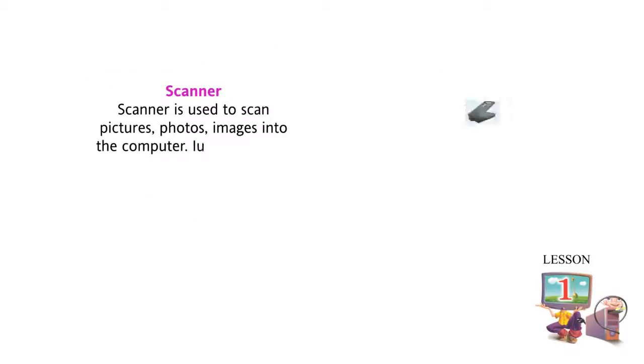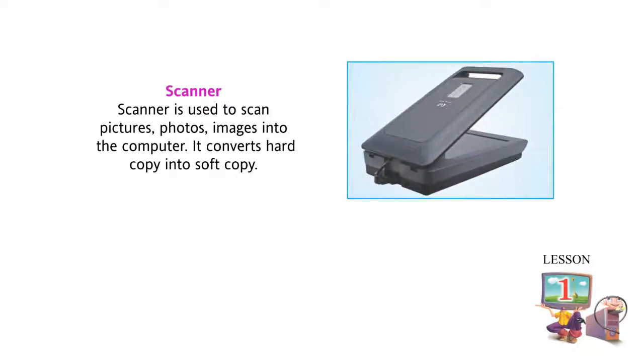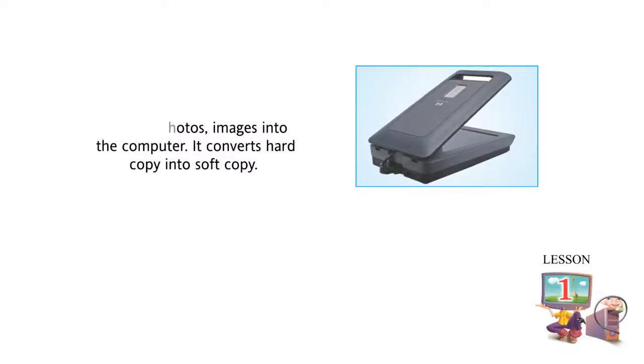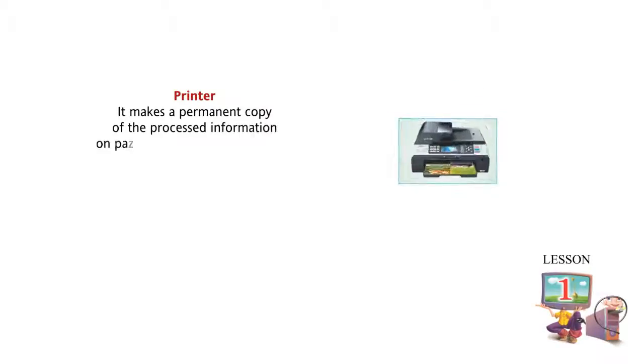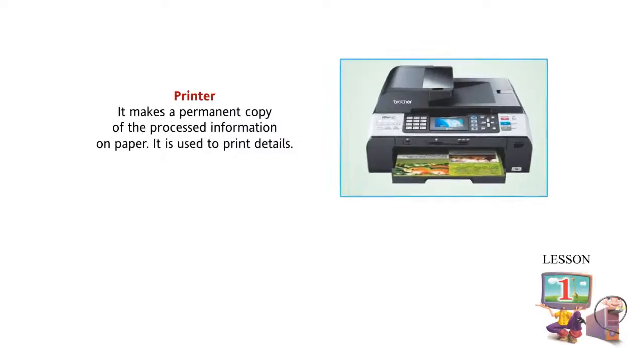Scanner. Scanner is used to scan pictures, photos, images into the computer. It converts hard copy into soft copy. Printer. It makes a permanent copy of the processed information on paper. It is used to print details.